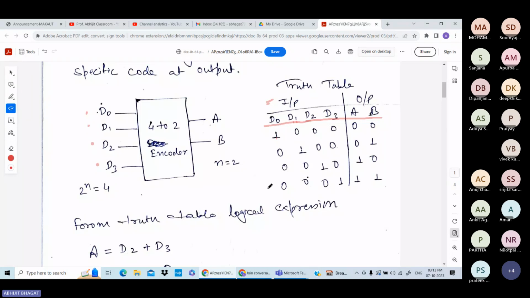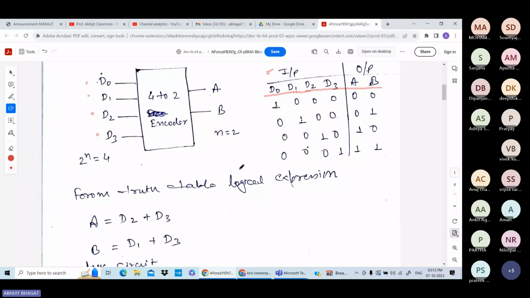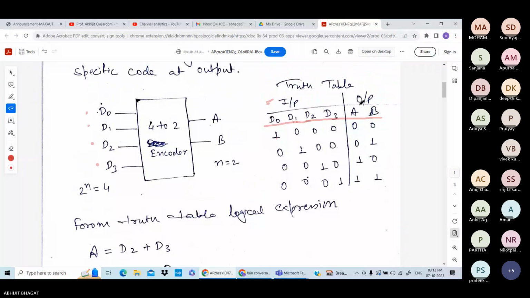Not complicated. It is very simple. Next is, after the truth table, the logical expression. So we get the logical expression from this. Here two outputs are there, A and B.